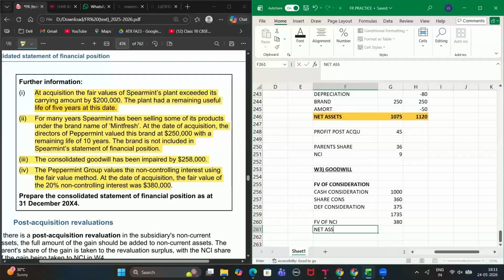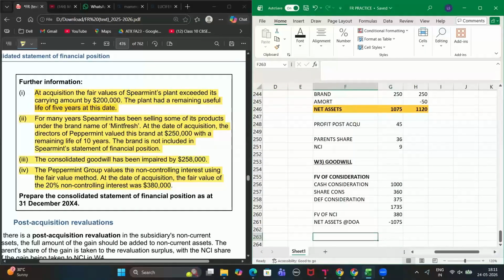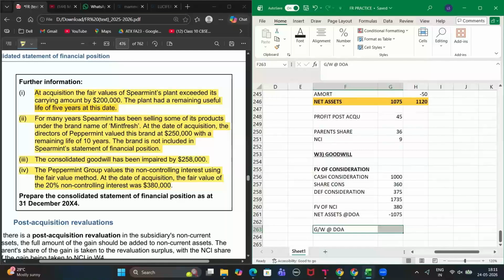Yeah, net assets at date of acquisition. How much is it? We have found it out, right? 1075. So, what will be the goodwill? The goodwill that we are finding here is the goodwill at date of acquisition. Fine. Tell me, what will be the goodwill here? It will be 1040.